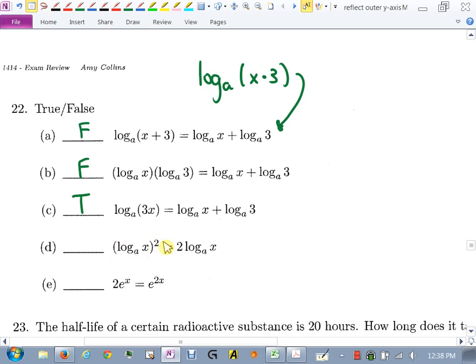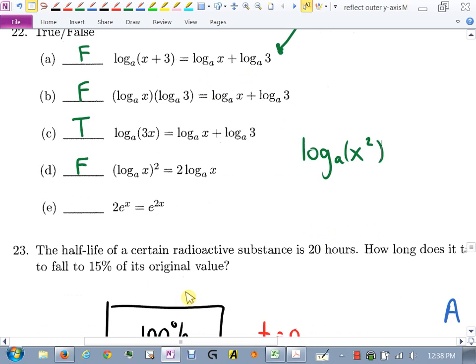Does the power come down? It's false. What is the 2 acting on? The whole log. What does the 2 have to be acting on in order for the property to work? Just on the variable. Very good. So for that to have worked, I would have had to have written it this way, or in parentheses there, x squared. Then the 2 comes out. But not if there's a parenthesis around the whole log. How about this one?